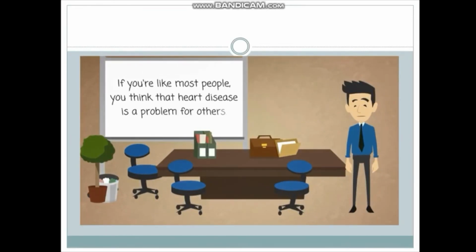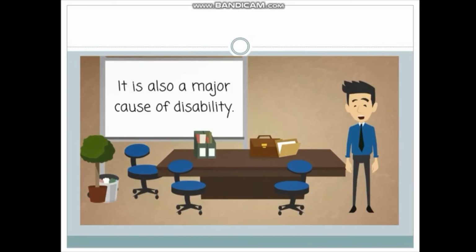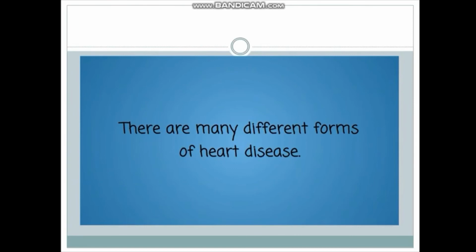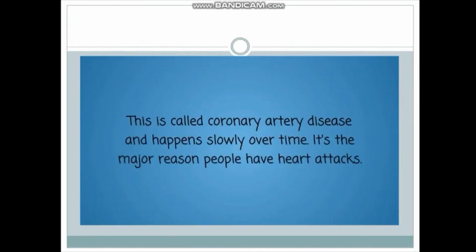If you're like most people, you think that heart disease is a problem for others. But heart disease is the number one killer in the US. It is also a major cause of disability. There are many different forms of heart disease. The most common cause of heart disease is narrowing or blockage of the coronary arteries, the blood vessels that supply blood to the heart itself. This is called coronary artery disease and happens slowly over time. It's the major reason people have heart attacks.